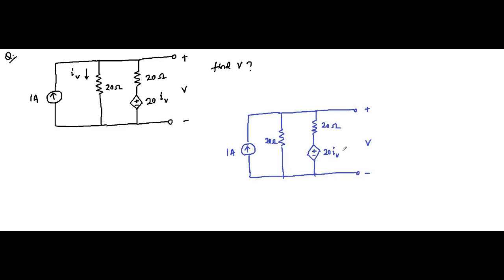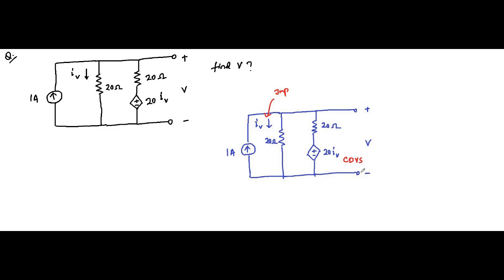Here this is the current dependent voltage source, and it is dependent on this current here, flowing through the 20 ohm resistor downwards. This is the important dependent parameter.